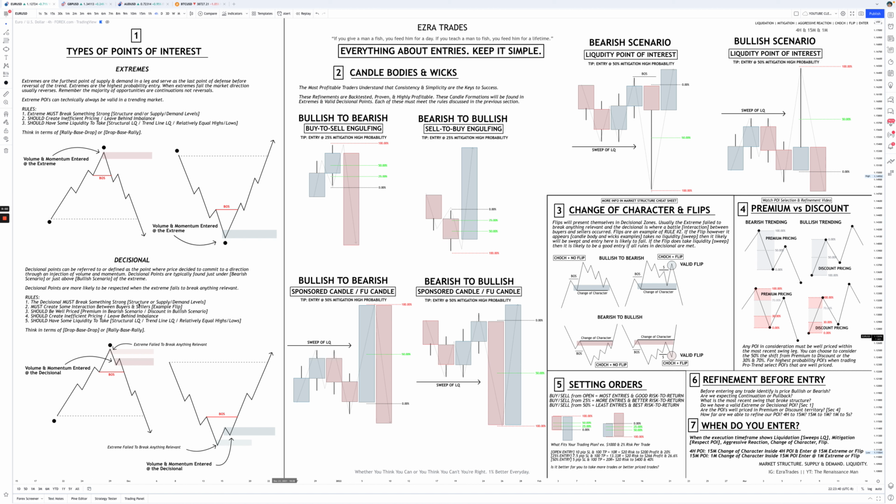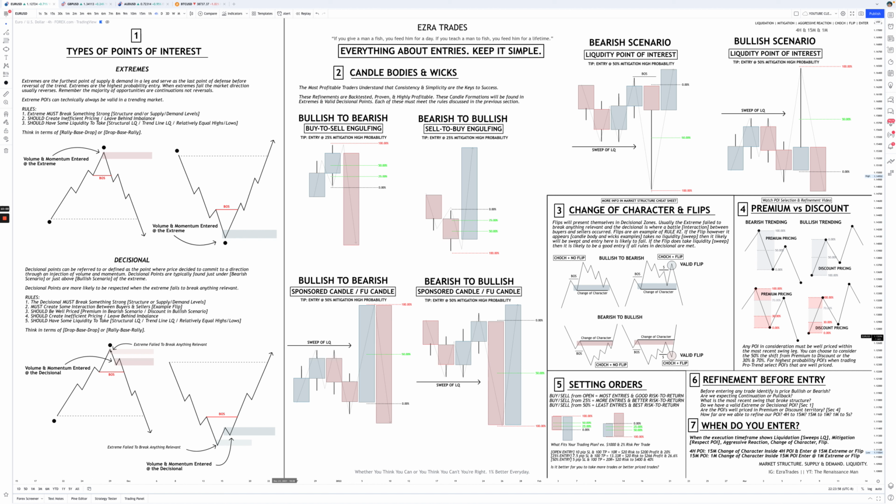So in this case, for example, of this bearish scenario, we're making new progress to the downside, we're breaking structure downside. Here you can kind of see that this extreme failed to break anything relevant. In this case, you saw that the extreme had enough power to directly break this point of structure.